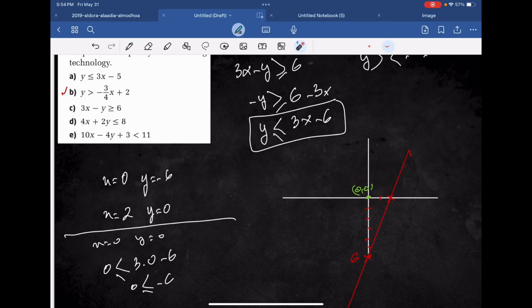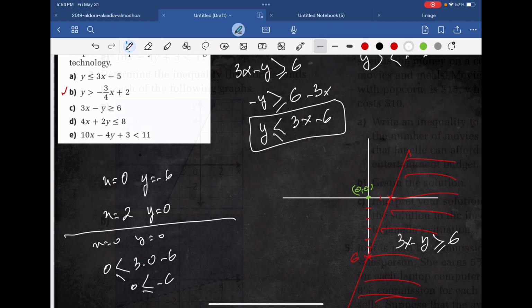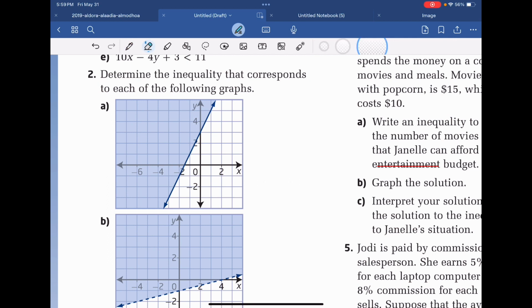That means my solution is on the other side. So here we can write our equation, which is 3x minus y greater or equal than 6. Good. Now for the second question, determine the inequality that corresponds to each of the following graphs.